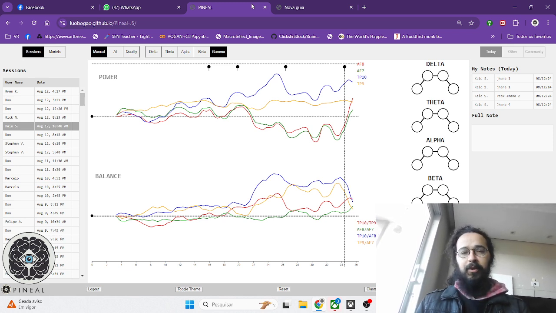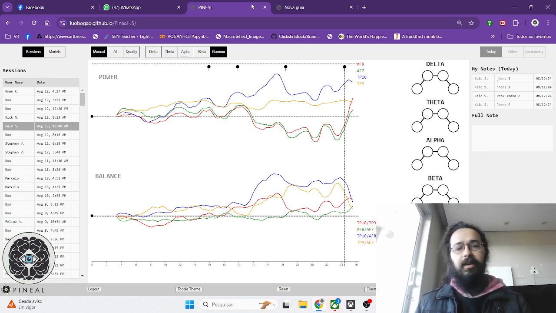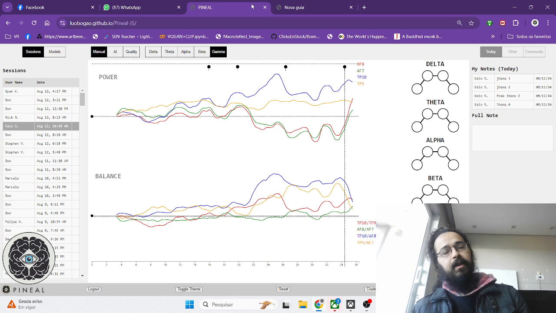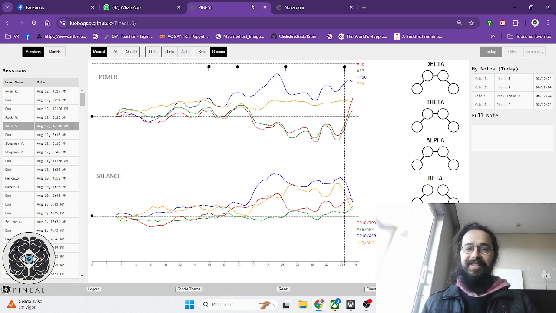So if you don't know, I'm from Brazil, but I will try to talk today in English to explain our engine or EEG system, for the users that already are using it and for the future users.